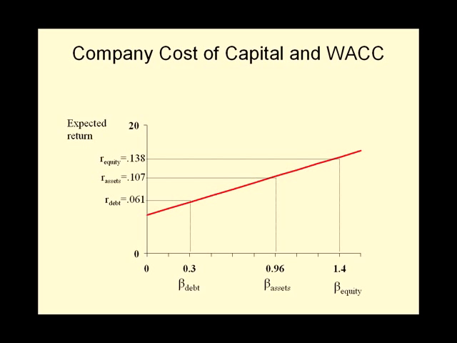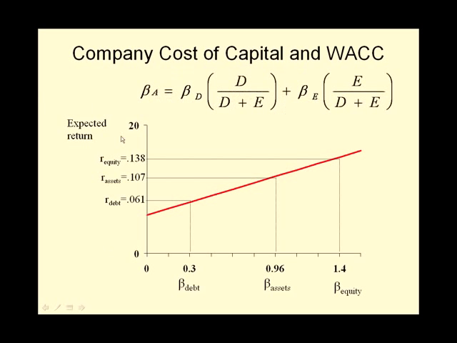Here we show graphically the relationship between beta and required return. First, note that the beta for the firm's assets is equal to the weighted average of the beta on the firm's debt and the beta on the firm's equity. This calculation of the asset beta as the weighted average of the debt beta and the equity beta is very similar to the calculation of the overall weighted average cost of capital as the weighted average of the cost of debt and the cost of equity.